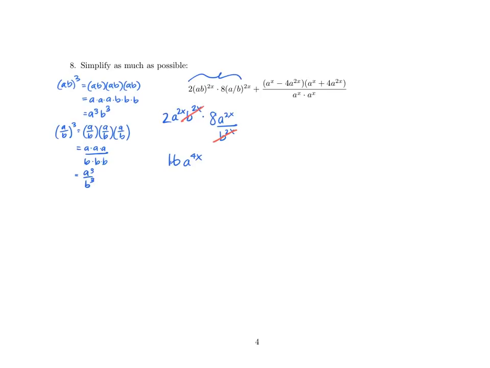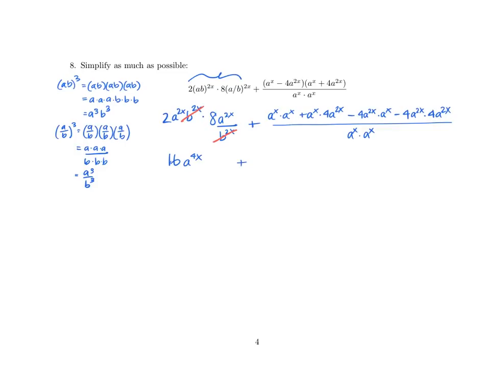Now let's tackle this second piece. So here I want to take a look at what's happening in this numerator. I'm going to distribute that a to the x across both terms. So I end up with a to the x times a to the x plus a to the x times 4a to the 2x. Then I want to subtract off 4a to the 2x distributed over both terms. So I have minus 4a to the 2x times a to the x minus 4a to the 2x times 4a to the 2x. That negative sign needs to distribute with both of these. And that is all over a to the x times a to the x.